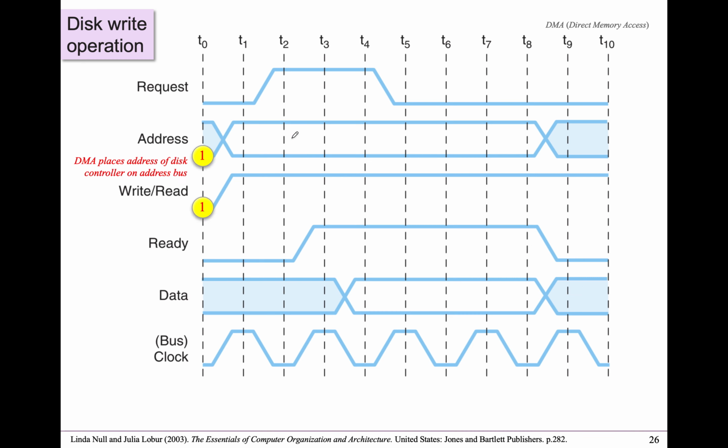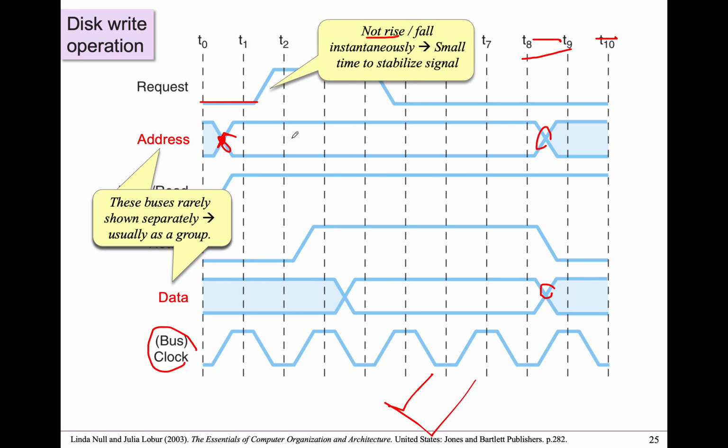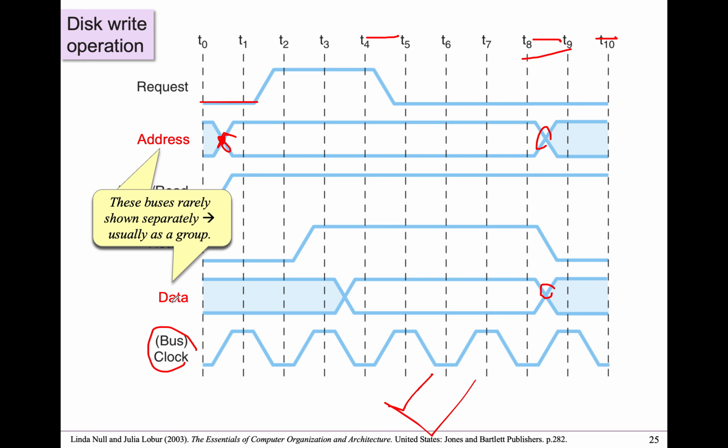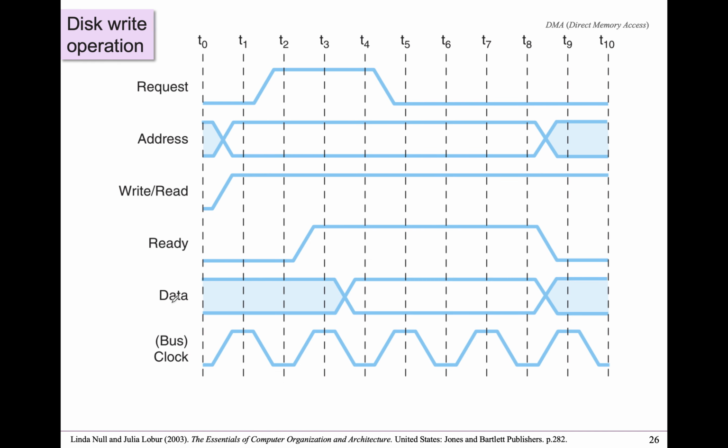Okay, this is now coming up with the flow, like mentioned over here, 1, 2, 3, 4, 5. So this is all the flow. I don't want to read it because you can also read the sentences. First, DMA places the address of the disk controller on the address bus. Second, the controller checks the address bus. Third, is the disk available for writing? So you need to wait first because you're going to be ready.